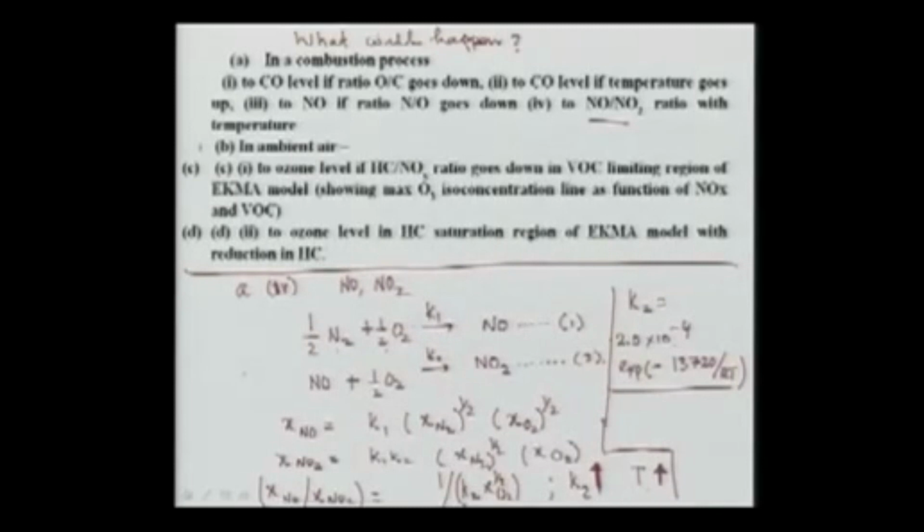Okay, when the temperature T is going up, K2 is going up, which means this ratio is coming down. So with a rise in temperature, the ratio of NO to NO2 will come down. Is that clear? Okay, that sounds good. So let's go to the next problem now.